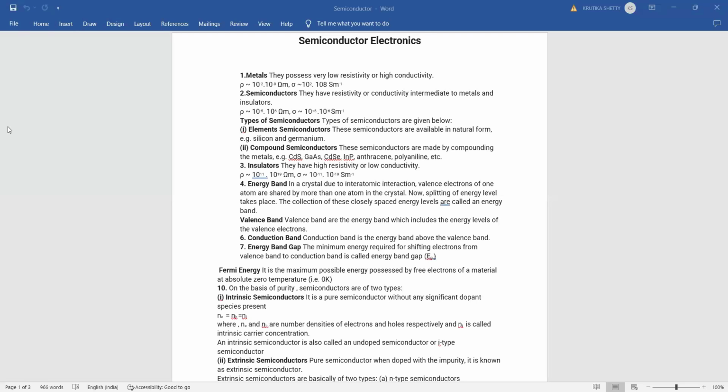So, three types of material. One is conductor, then insulator, or you can also call it a bad conductor. Then we have the semiconductors. So we can divide the materials into three types: conductors, semiconductors, insulators.